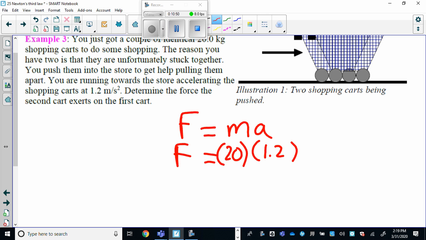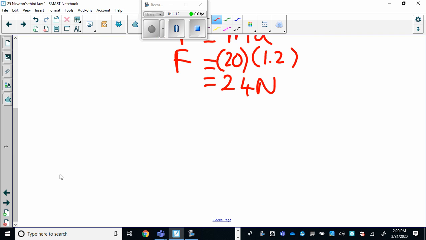That will give you your answer, which is 24 newtons. The force the first car exerts on the second is 24 newtons, and the force the second car exerts on the first is negative 24 newtons. So that's one way you can look at it.